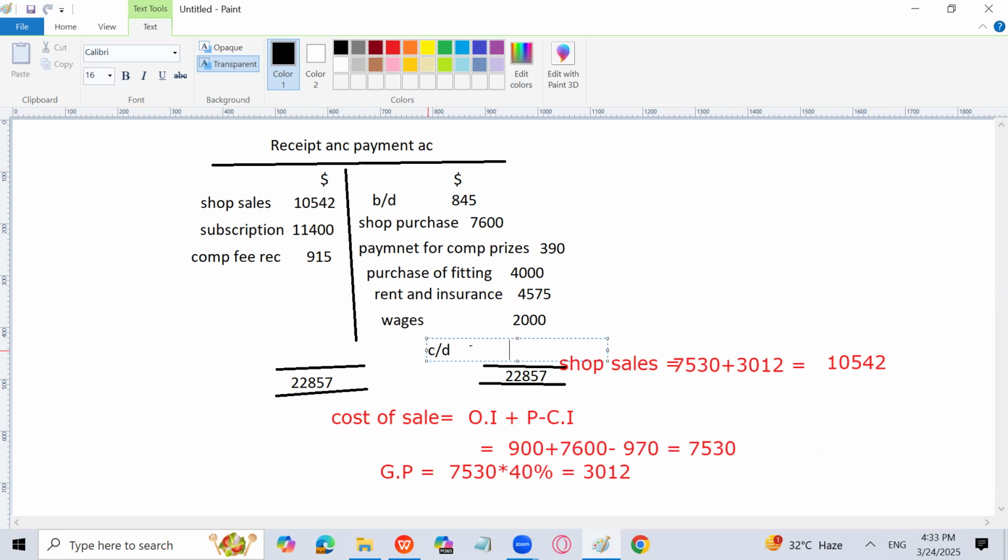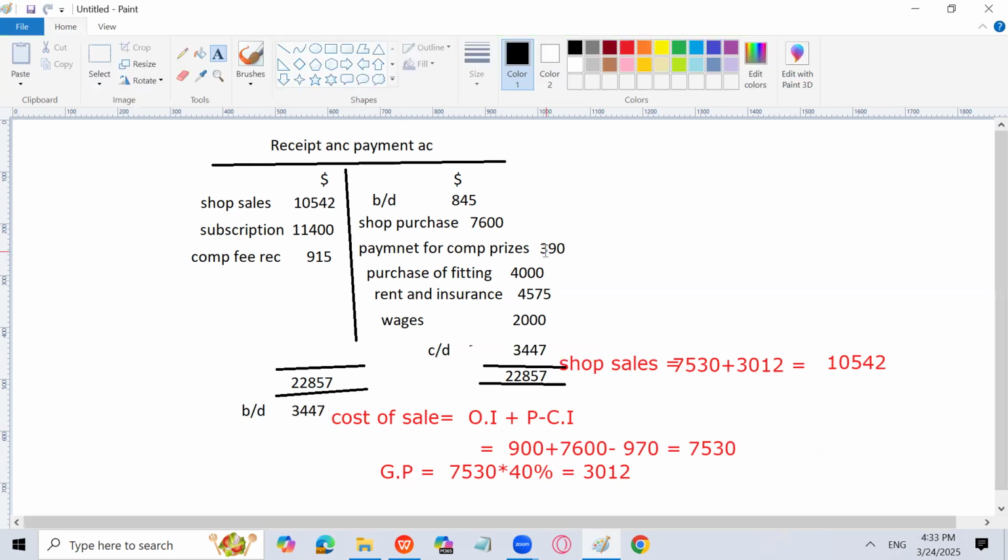And receipt and payment account is basically a cash book or bank account, which is known as receipt and payment account in the chapter of non-profit organization. I will write balance carried down, which is 3447. And this will become the brought down of the next year as 3447.